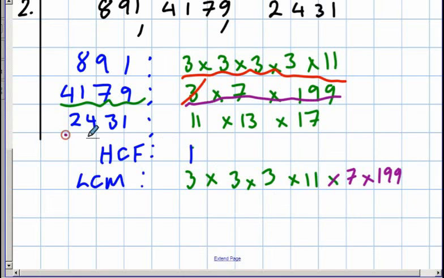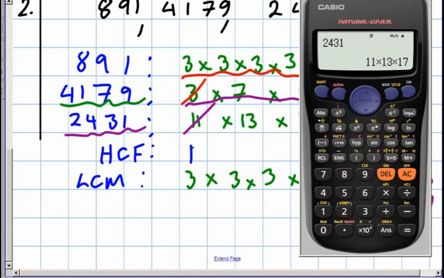Now, what about this number here, 2431? I need an 11, a 13, and a 17. Let's check what I've got. All I've got is an 11. So I've now got to add a 13 and a 17. Let's work out what that number is. I think it's going to be rather a big number.